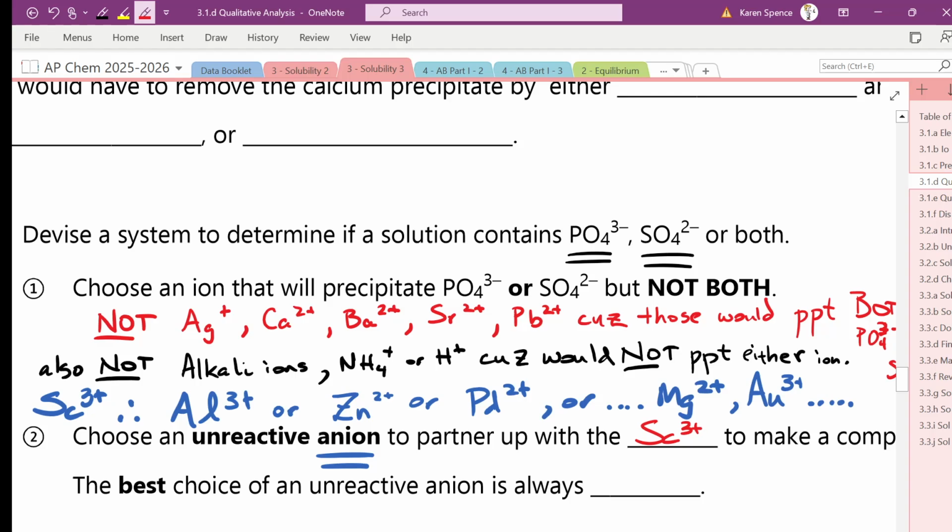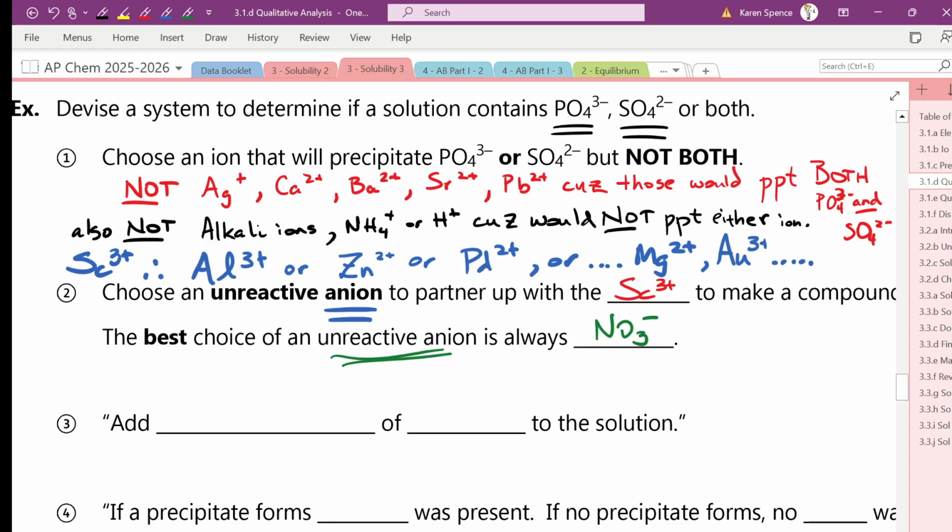So who would make a good unreactive ion to partner with the scandium? You guys know unreactive anion? You should. Go look at your table. Find an anion that will not precipitate with anything. Nitrate. Thank you. Didn't you guys know that? Okay. Good. I was kind of shocked. Okay. Best choice of an unreactive anion is always nitrate.